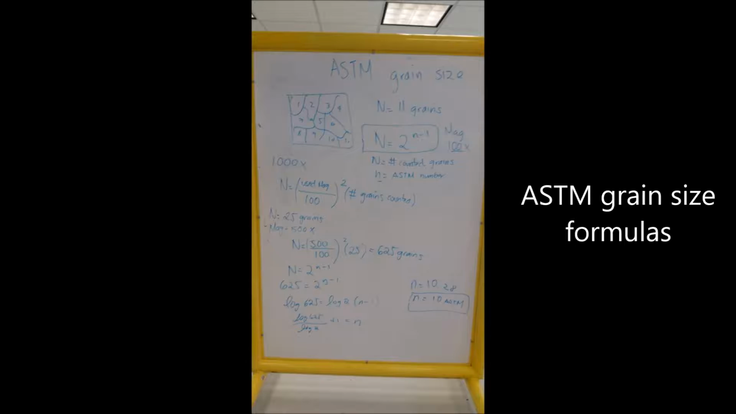After that, we used the ASTM grain size formula to calculate the grain size of each sample. In the welded sample, the grain size was 8.12 ASTM, and in the unwelded sample, we had 7.32 ASTM. In the ASTM scale, the larger the number, the smaller the grain size. This means that in the welded area, the grains are smaller.